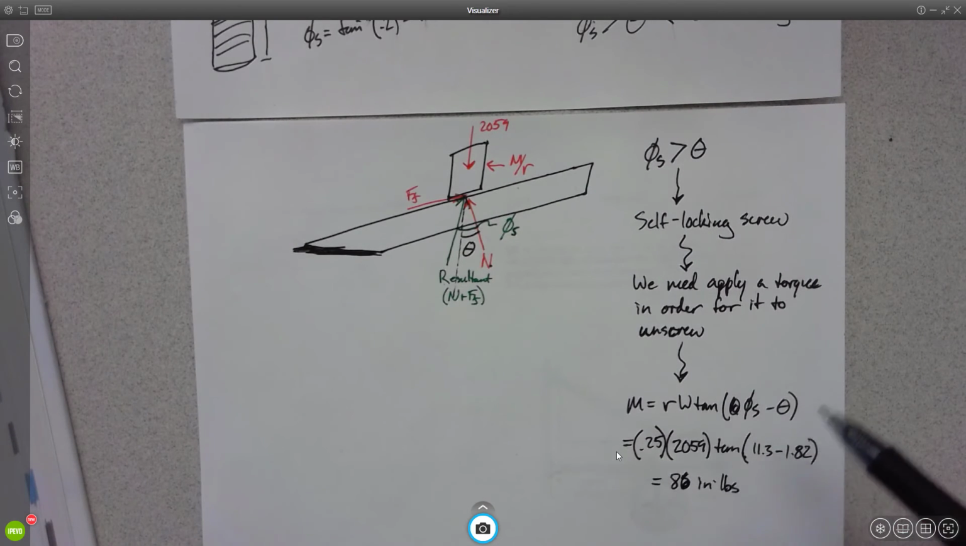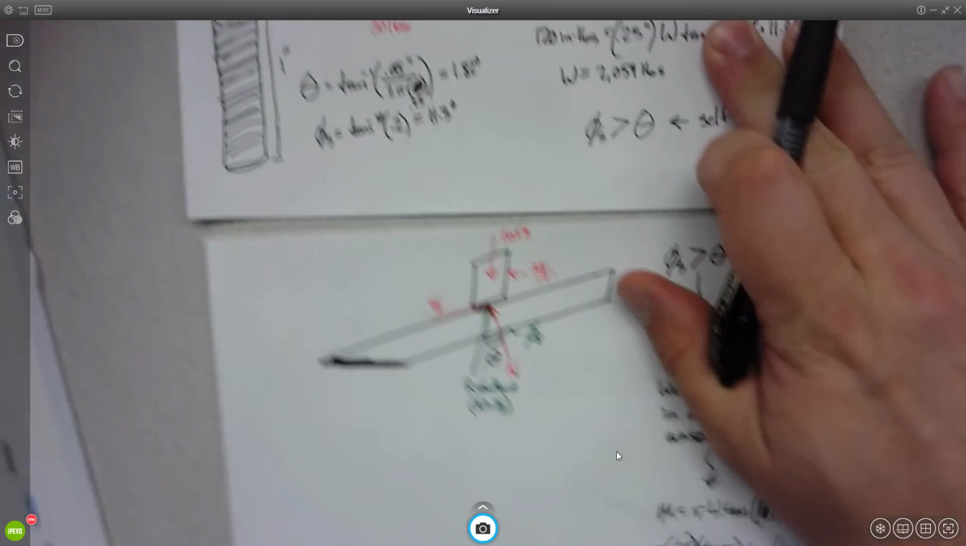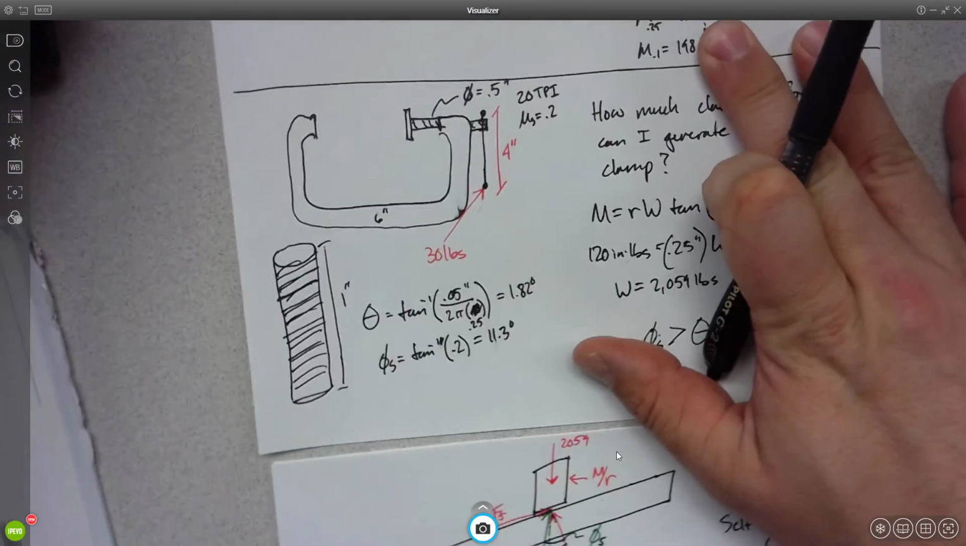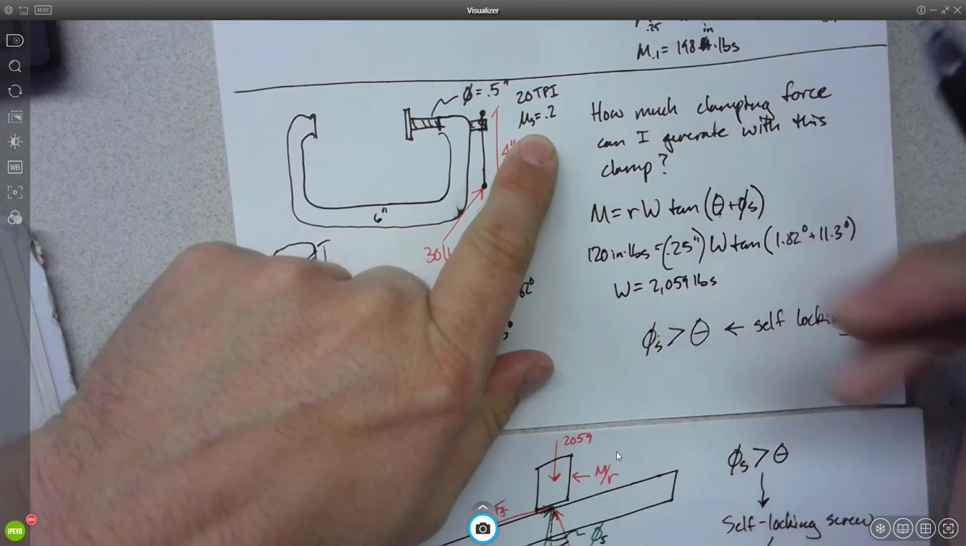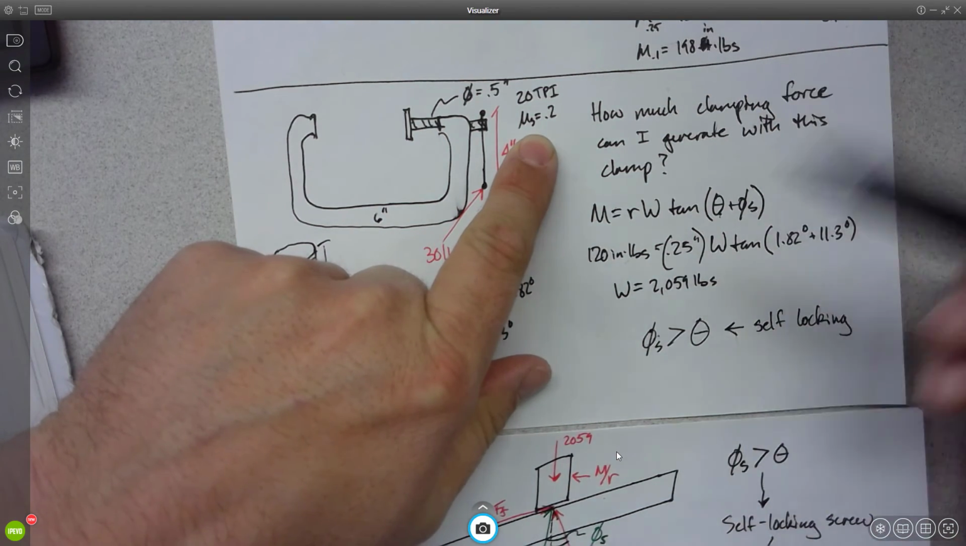Joseph, you had a question, is the phi the same? Is that what you're asking? Yeah, so remember, where does phi come from? Phi is the inverse tangent of mu static, right? So it's just the coefficient of static friction, so it would be the same whichever direction you're going.